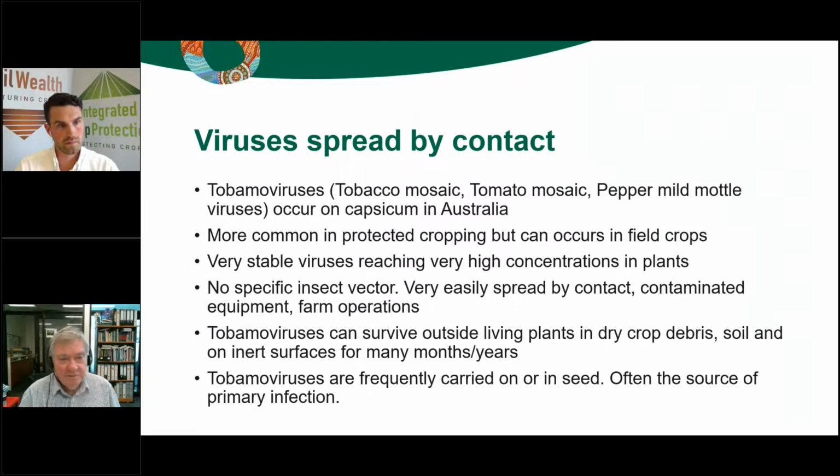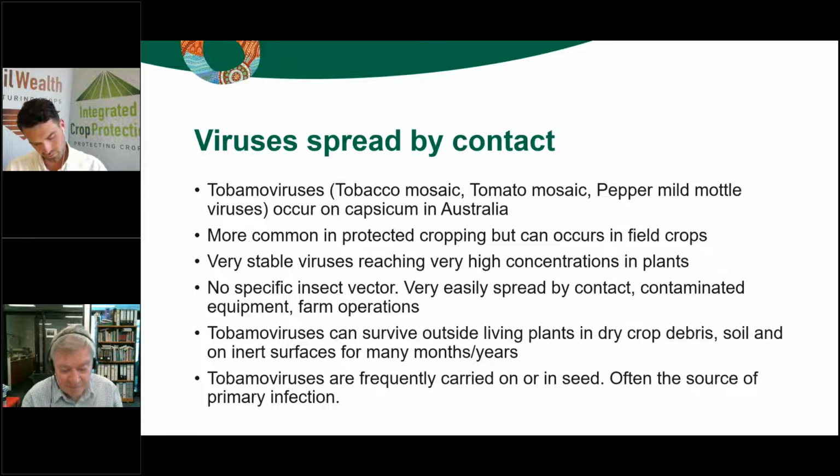And then the next group is viruses spread by contact. And again, we move from insects doing the job to actually viruses that occur at a very, very high concentration in plants. And they're very stable, can reach extremely high concentrations, and they don't require an insect vector for transmission, but they're very easily spread by contact, by contaminated equipment and farm operations.